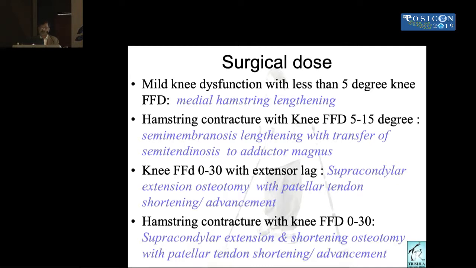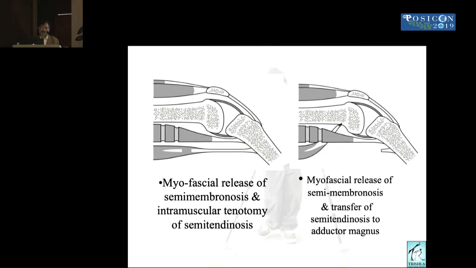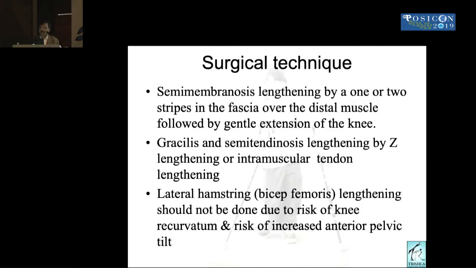If hamstring contracture is also associated with knee flexion deformity up to 30 degree, we can go for supracondylar extension osteotomy, patellar transfer with shortening osteotomy of the femur, because we have to save the hamstring as much as possible, because cerebral palsy children always have muscle weakness. We have to spare as much muscle as possible. This surgical technique I brought from the literature: myofascial release of the semimembranosus and intramuscular tenotomy of the semitendinosus in mild cases. In moderate cases, we can go for myofascial release of the semimembranosus and transfer of semitendinosus to the adductor magnus.